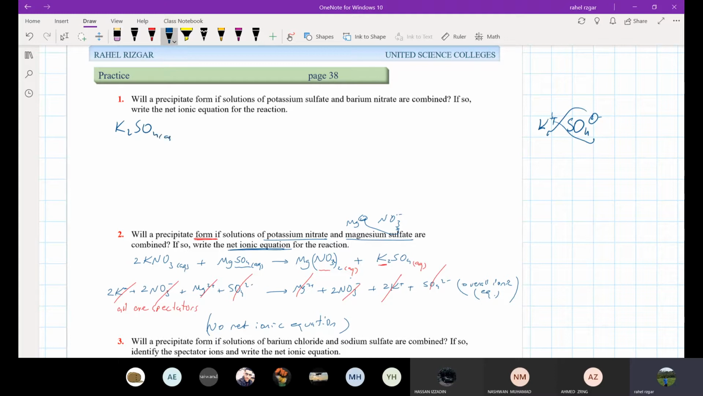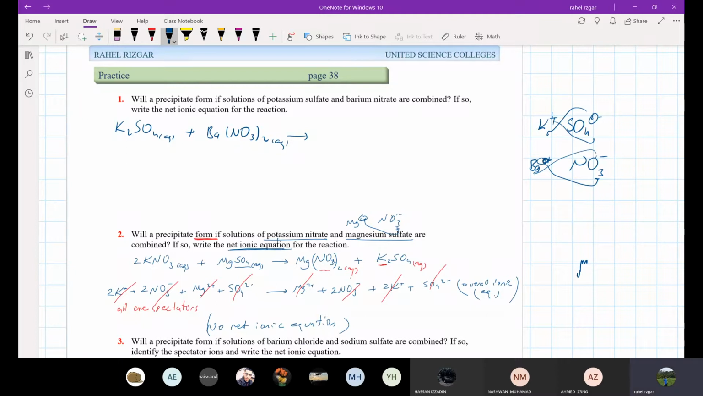K2SO4. Then barium nitrate: Ba is 2 plus, NO3 is minus 1. The 2 of the barium goes with the nitrate, and the 1 of the nitrate goes in front of the barium. Then it is Ba(NO3)2, aqueous.